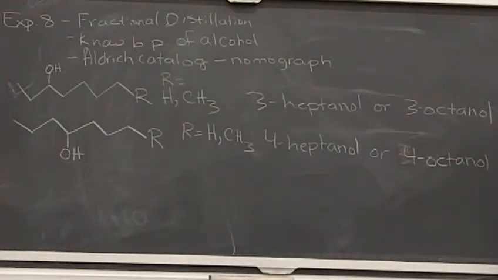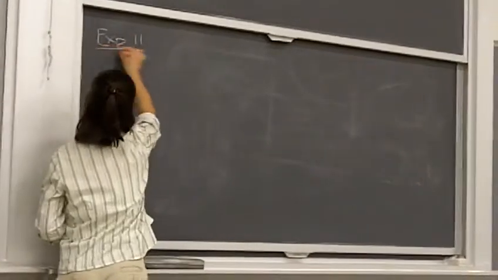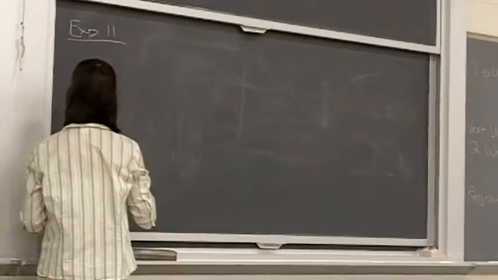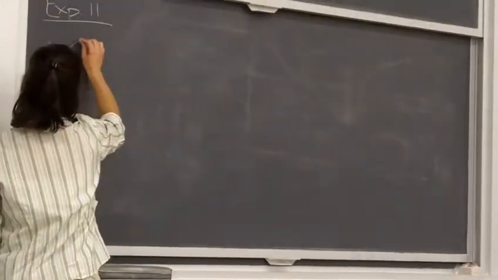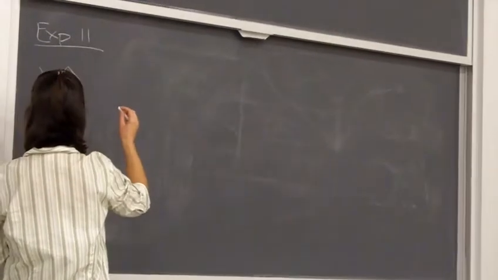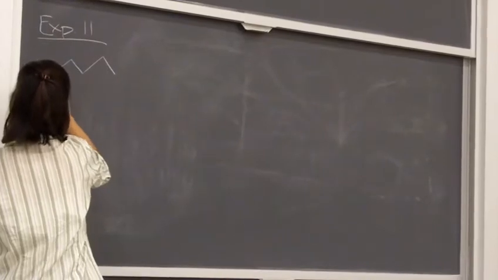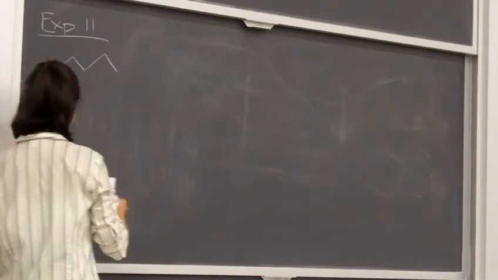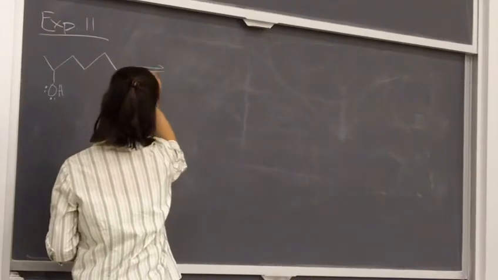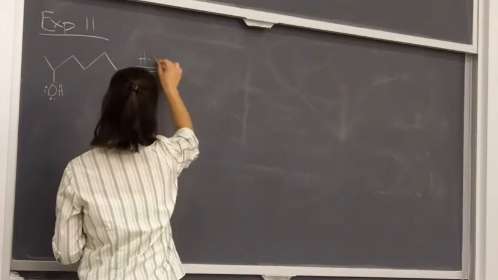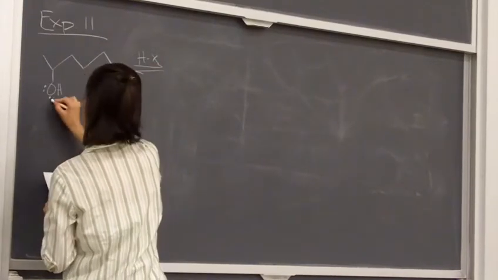Okay, so let's talk about experiment 11 first, what we're going to be doing, and then we'll talk about gas chromatography. So experiment 11 is going to involve an elimination reaction. We've already talked about one of those. Now we've got a different type, which ties in really nicely with what you're doing in lecture and going to be tested on this week in lecture.